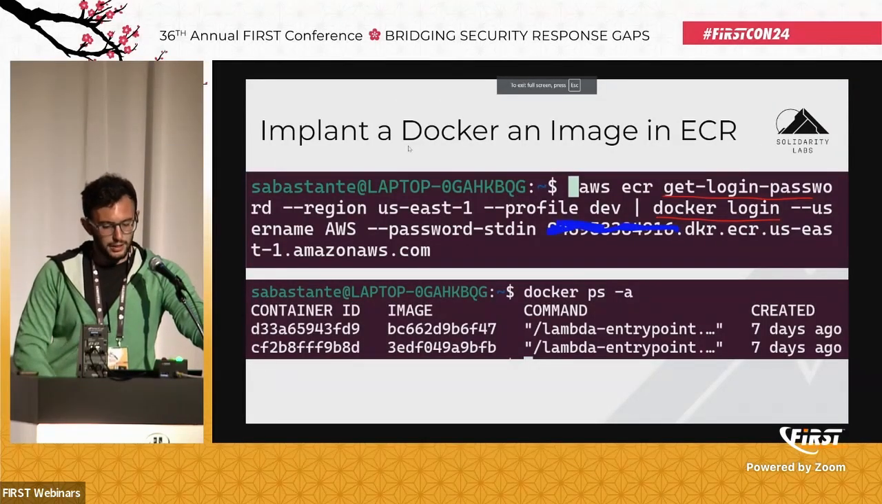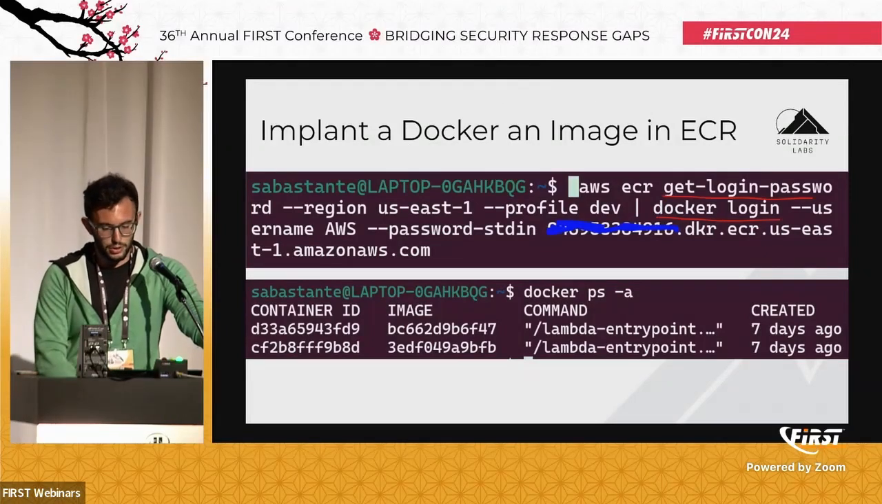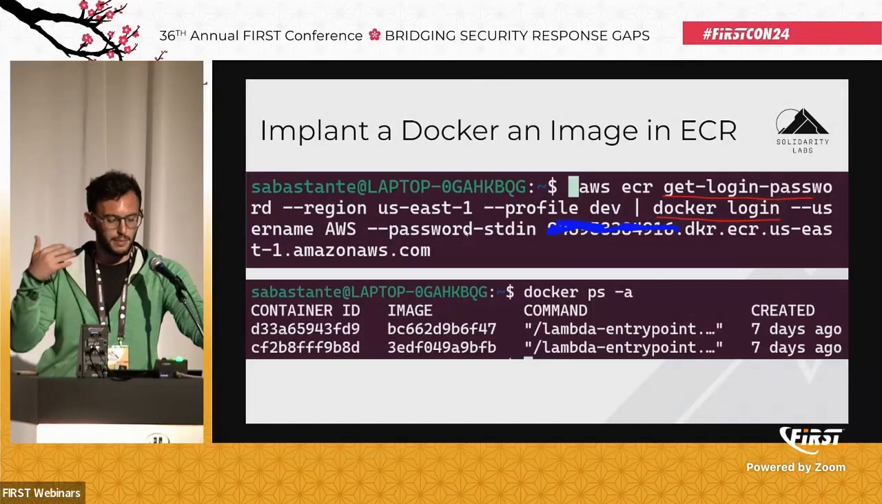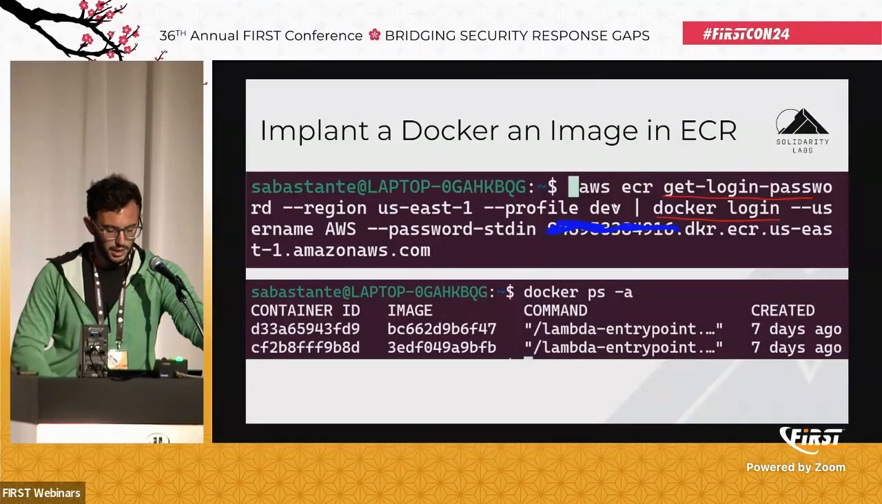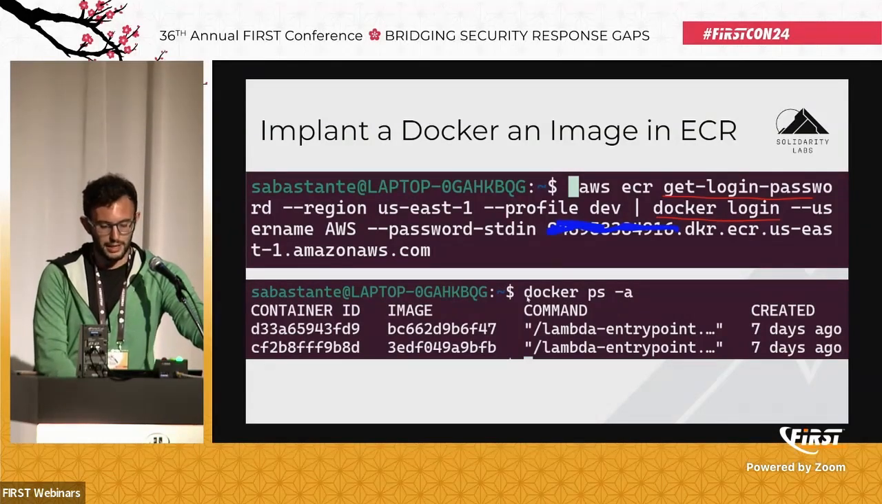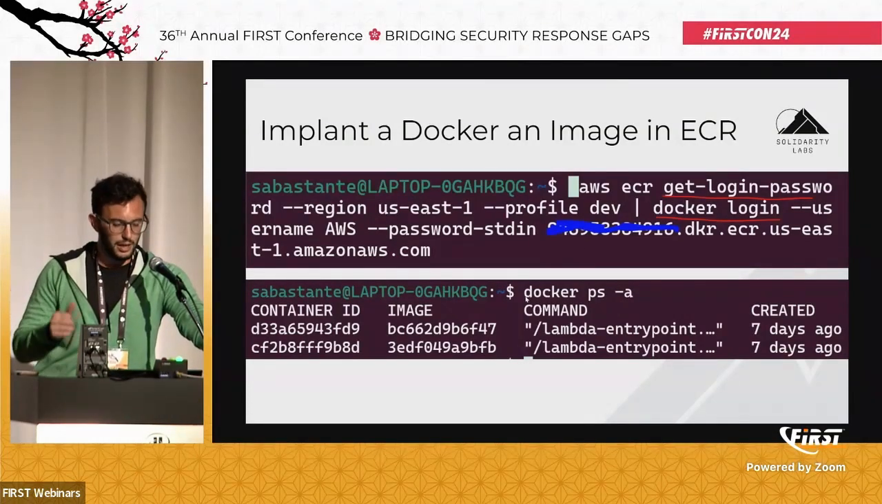After that, they executed the commands to get the login. As you can see, you need to use get-login, the API call I showed before. You have to get the login password, the region, and the profile. And with this, you can execute commands against the Kubernetes cluster as if you were an admin.